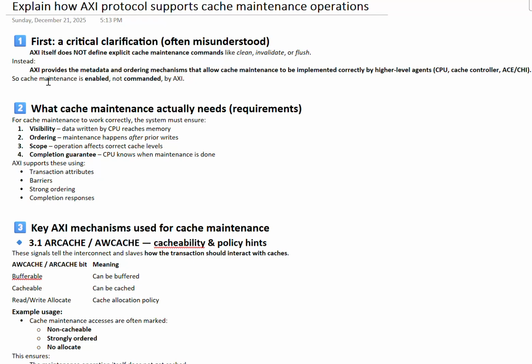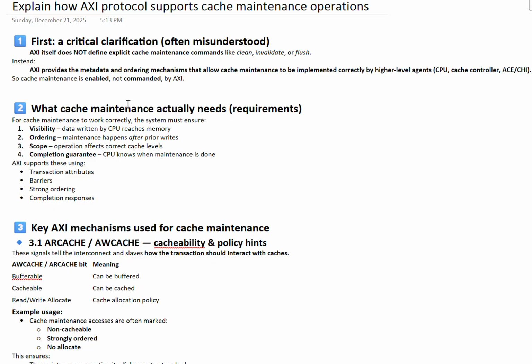In this video, we'll be seeing how the AXI protocol supports cache maintenance operations. Okay, so first we'll just clarify something. AXI itself does not define any explicit cache maintenance commands like clean, invalidate, or flush. Instead, it just provides the metadata and ordering mechanisms that allow cache maintenance to be implemented by any of the agents, like high-level agents such as the CPU and cache controller. Cache maintenance is enabled, but it is not driven or commanded by the AXI protocol.